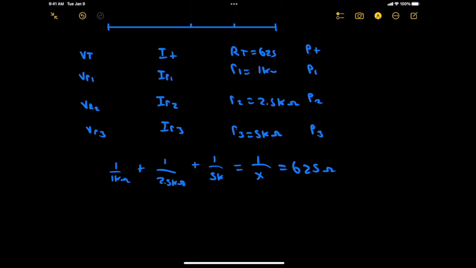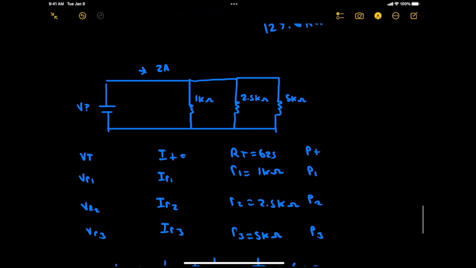All right. Now we know what our IT is. It's 2 amps. So since we know IT and RT, we can find VT by multiplying 2 amps into 625 ohms. So this is just following V equals I times R. And I recommend before every test you just write this here because it's going to come in handy a lot.